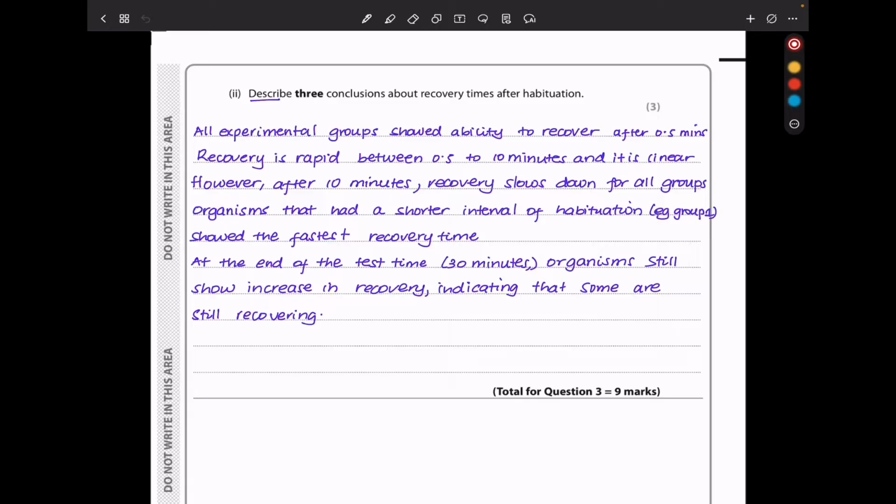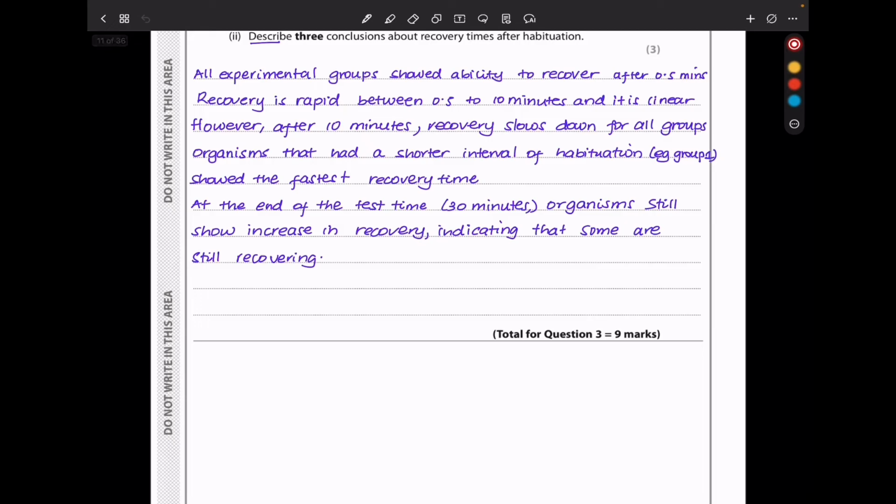The next essay describes 3 conclusions about recovery times after habituation. This is similar to what I've explained on the graph. So here I said all experimental groups showed ability to recover after 0.5 minutes. Recovery is rapid between 0.5 minutes to 10 minutes and it's linear. However, after 10 minutes, recovery slows down for all groups. Organisms that had a shorter interval of habituation, for example group 1, showed the fastest recovery time. And at the end of the test time, which is 30 minutes, organisms still showed an increase in recovery, indicating that some are still recovering. So this brings us to the end of question 3.